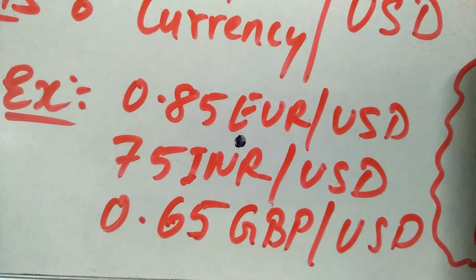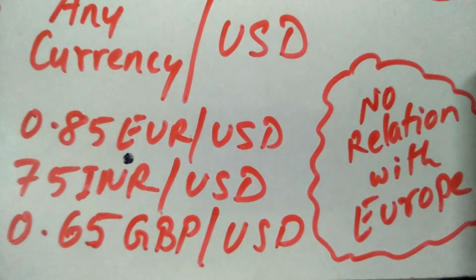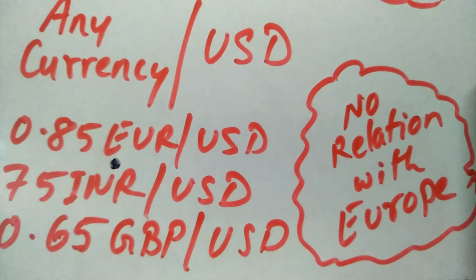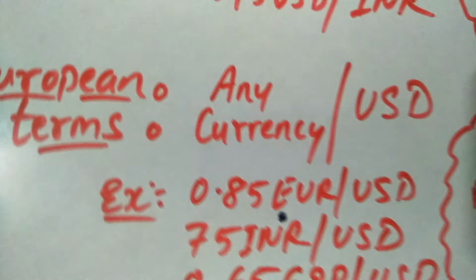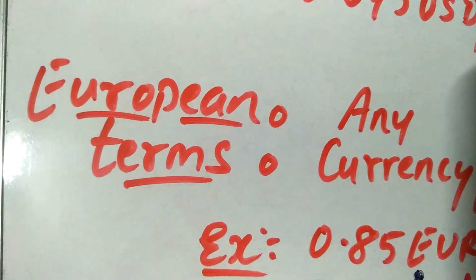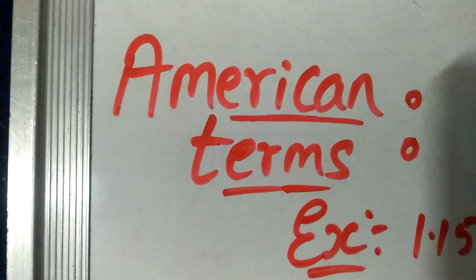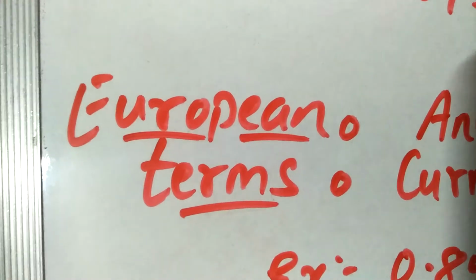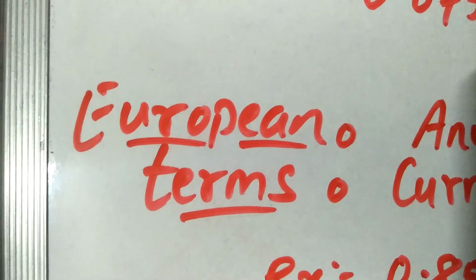Like I have already clarified, it has got no relation with Europe or with the euro currency. It is called a European term only because it is an indirect quote for Americans. So to make it very simple, a direct quote for Americans is called American terms, and an indirect quote for Americans is called European terms. I hope you all have understood this.